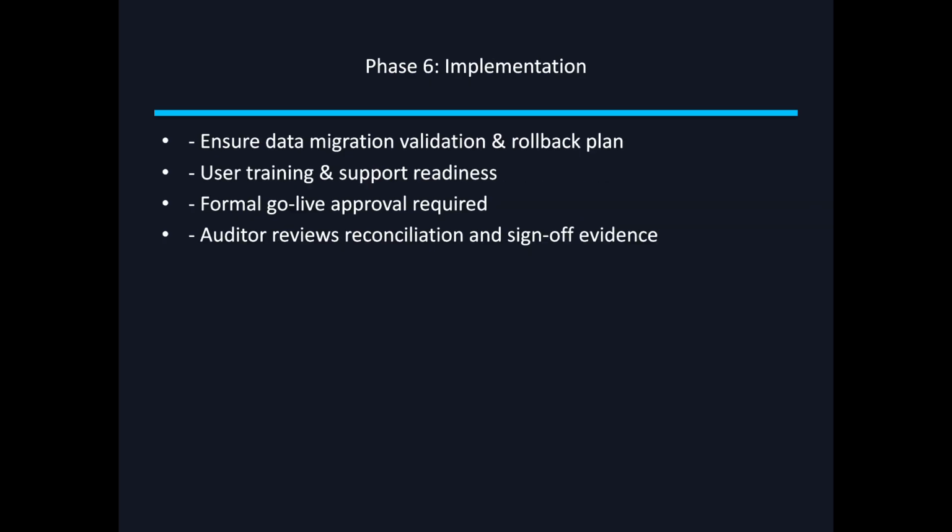Then moving on to our next phase, which is phase 6, the implementation phase. This phase involves go-live preparation, deploying the system into production. So as an auditor, you will review go-live approval by the management, data migration testing and reconciliation, rollback plans in case of failure, and the training of the end users.